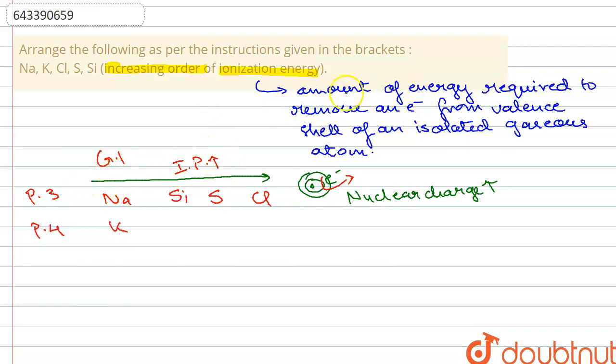Okay, because what was ionization potential? It was the amount of energy required to remove an electron. So as I said, a large amount of energy will be required, so thus ionization potential will increase.